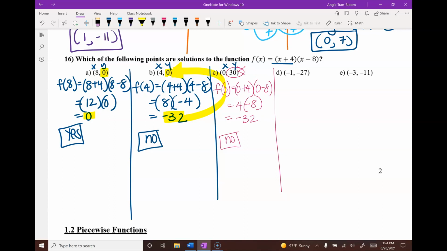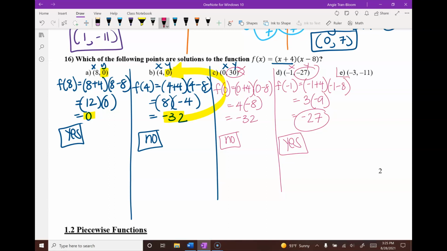Now let's do D and E, and we're almost home. Again, this is x and this is y. So f of negative 1 equals negative 1 plus 4 times negative 1 minus 8. I'm trying to not invade the space for E. All right, negative 1 plus 4, that's going to be positive 3. And negative 1 minus 8, that's going to be negative 9. 3 times negative 9, students, is going to be negative 27. And that is the same. So that one is a yes. Okay, so negative 1 comma negative 27 is definitely a solution.